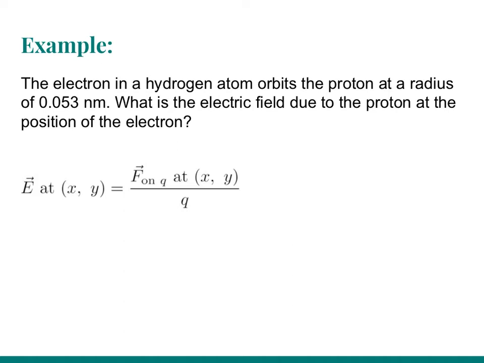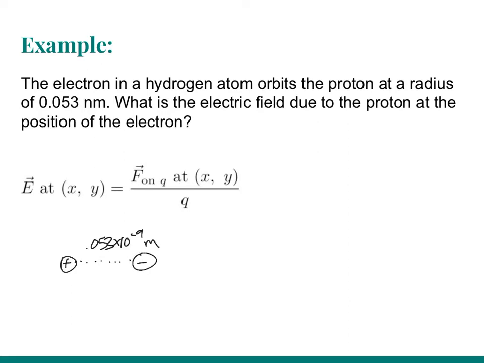It says an electron in a hydrogen atom orbits the proton at a radius of 0.053 nanometers. What is the electric field due to the proton at the position of the electron? So we'll draw a quick picture. We've got a little proton here in the middle. I'm going to do a plus for proton. And then 0.053 times 10 to the negative ninth meters away, we have an electron.